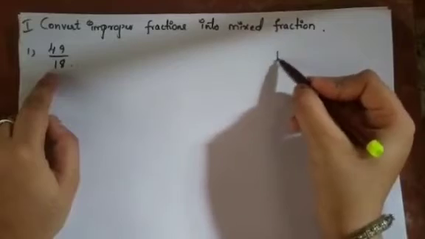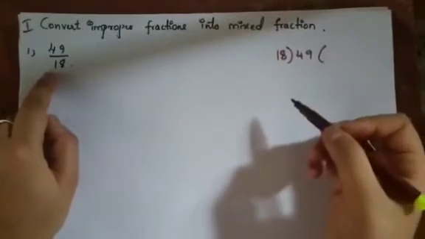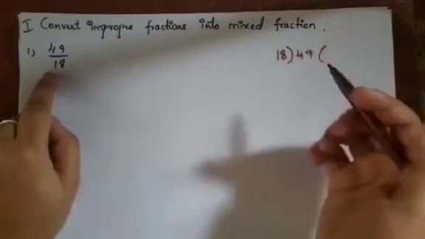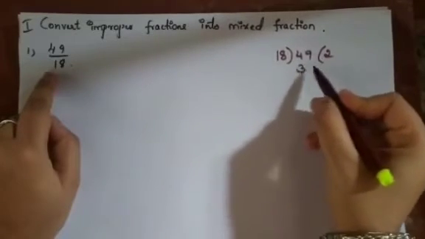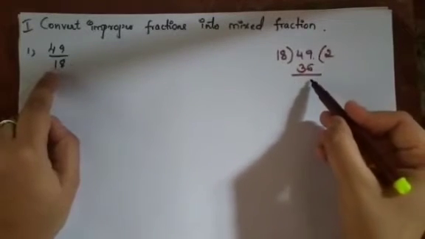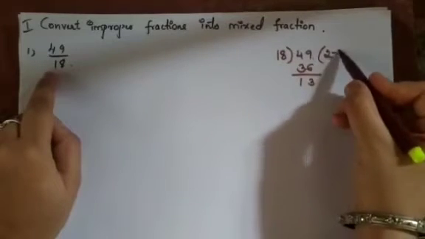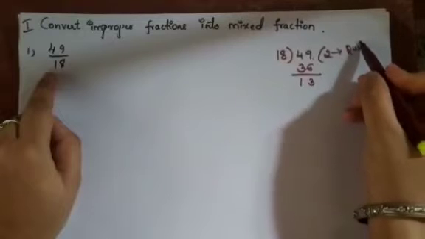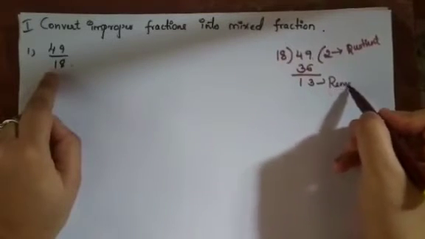First you have to divide this. Let us divide 49 by 18. 18 ones are 18, 18 twos are 36, 18 threes will be more than that. So 18 twos are 36. If I subtract these two, I'll get 13. So 49 minus 36 is 13. This is the quotient, and this is the remainder, isn't it?